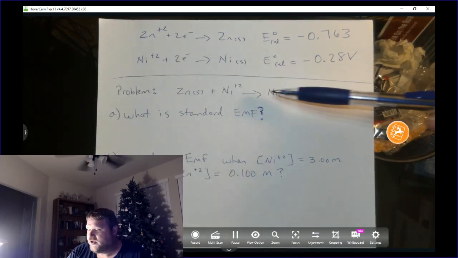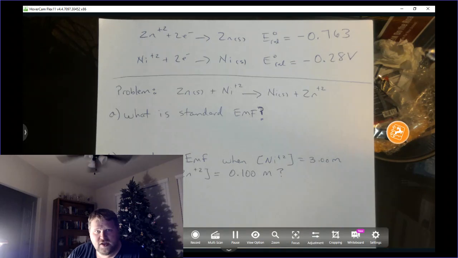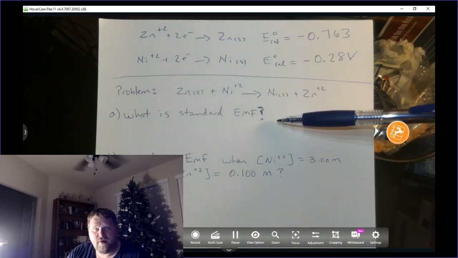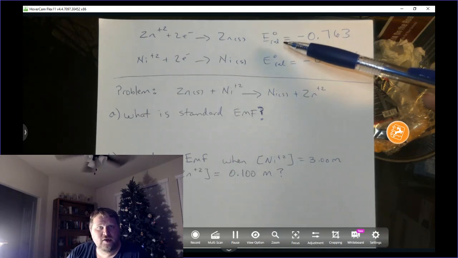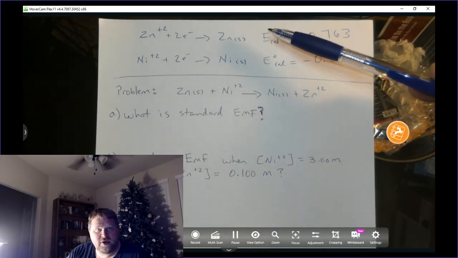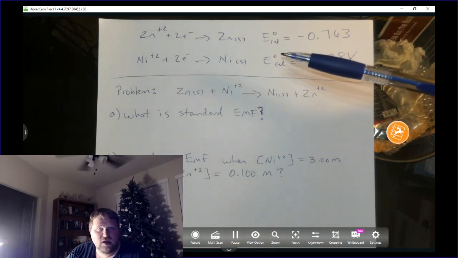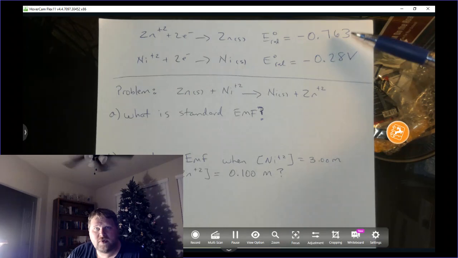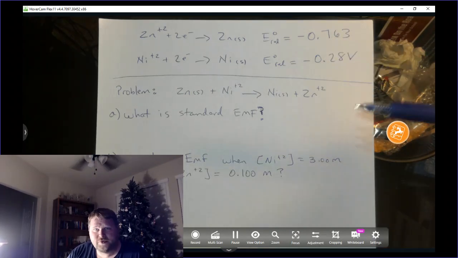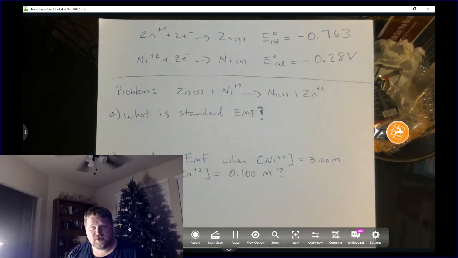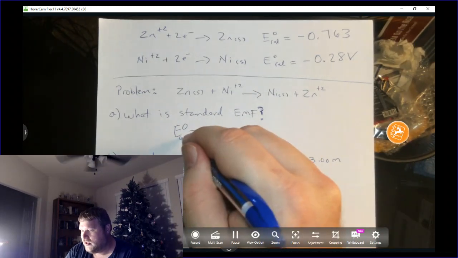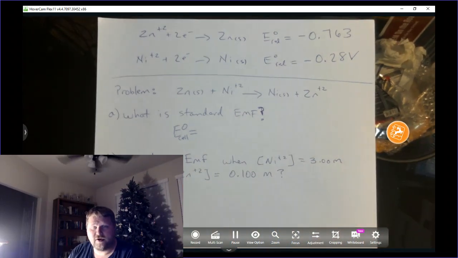It gave us an equation already written. This is what they said to use. And then part A says, what is the standard EMF? So at the top of the page, I did a little pre-work. I went to the back in the appendix and pulled out the reduction potentials for both zinc 2+ and nickel 2+ and wrote the reduction potentials down. So this is not hard.